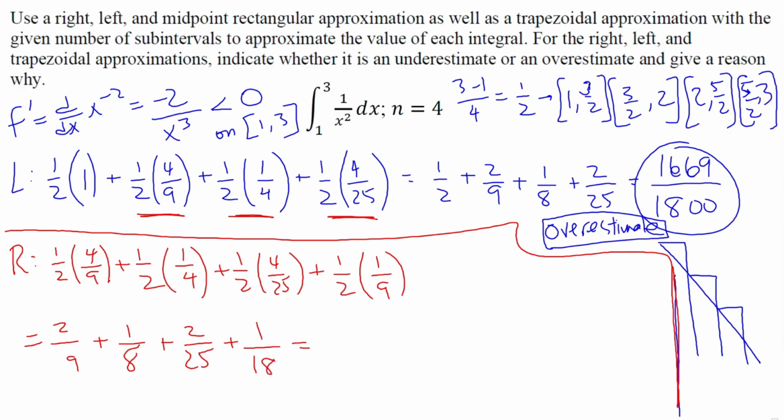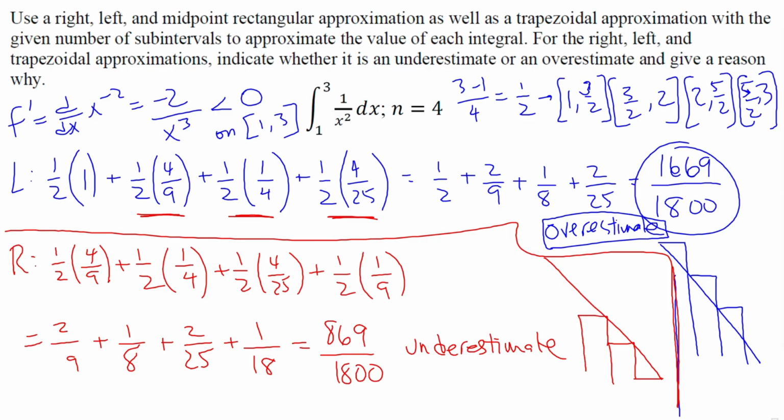And again, I'm not going to belabor the arithmetic here. That ends up being 869 over 1,800. Which this time that's going to be an underestimate because our function is decreasing. And on a decreasing interval, right endpoints are going to always fall underneath the curve.